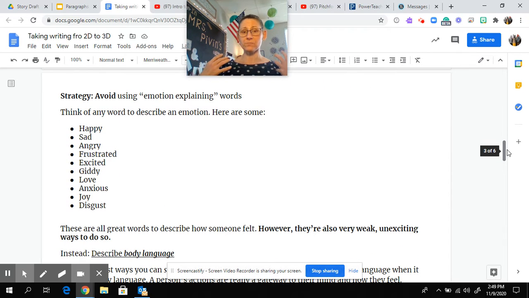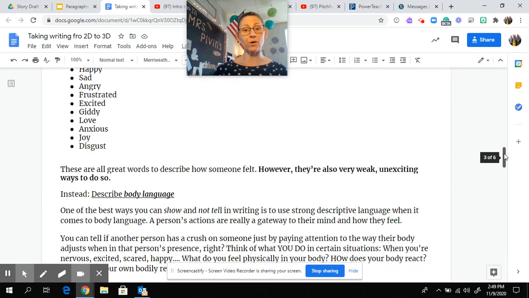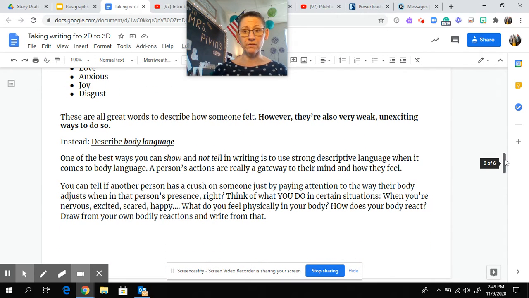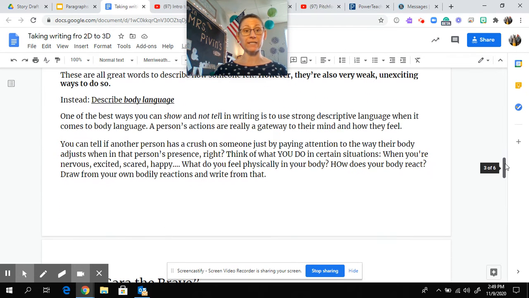So the first step, and something I want you to consider, we're really zeroing in on emotion words. We're really zeroing in on words like happy, sad, frustrated, annoyed. And so we have a list of words that describe emotion: happy, sad, angry, frustrated, excited, giddy, love, anxious, joy, disgust. These are all great words, and they're not wrong. However, they're kind of unexciting. So instead, we describe with body language.